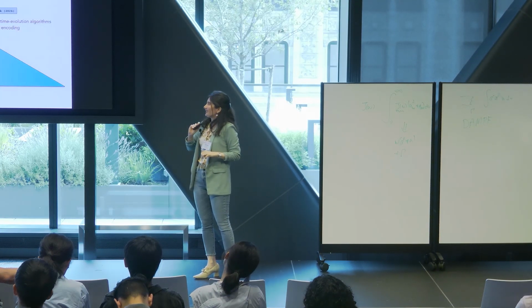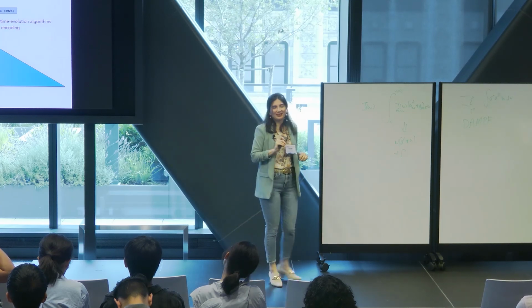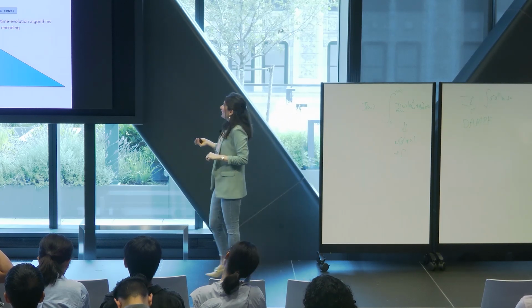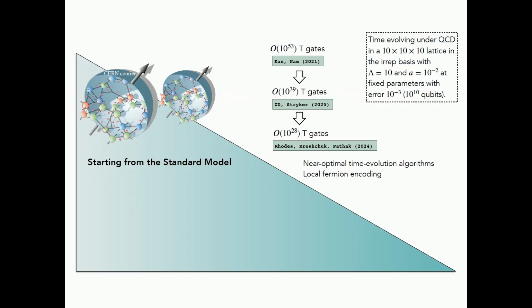But can you do even better? It turned out that yes. There was this nice paper that came out last year by Rhodes et al. I think Mason is in the audience. They applied near-optimal time evolution algorithms as opposed to product formulas, and they also implemented local fermionic encoding in these 3D problems. And they came up with a number that is already 25 orders of magnitude better than Kan and Nam, right? So that tells you that when we have such a large problem and we're thinking about fault tolerance, we are in that asymptotic regime where we may have to really switch over to more near-optimal algorithms.